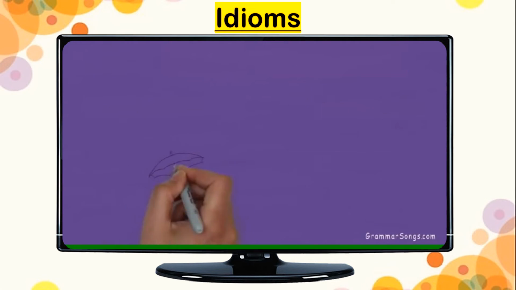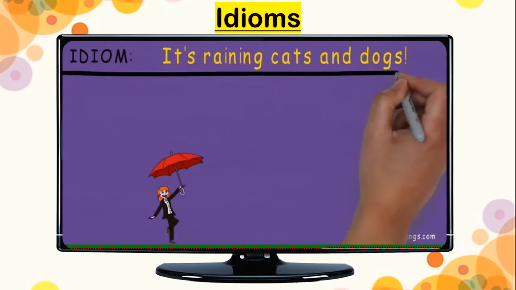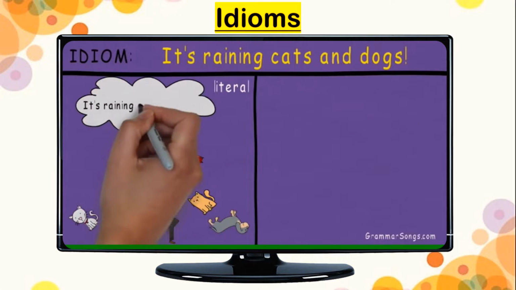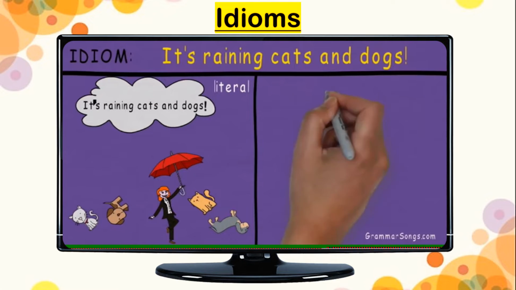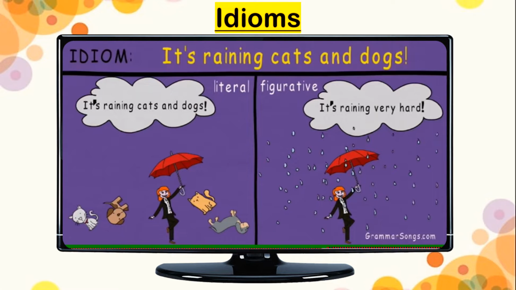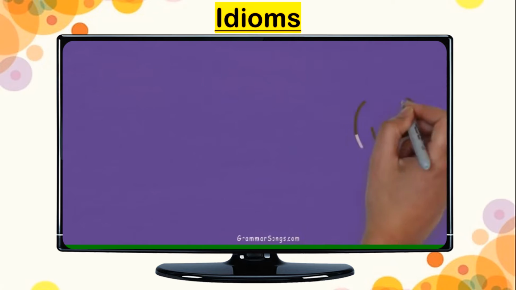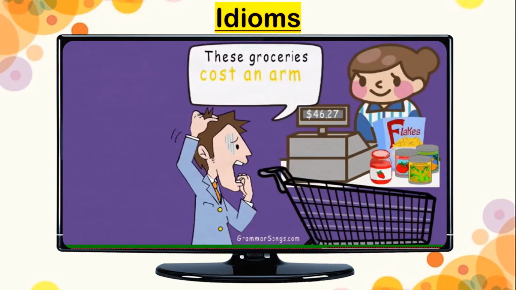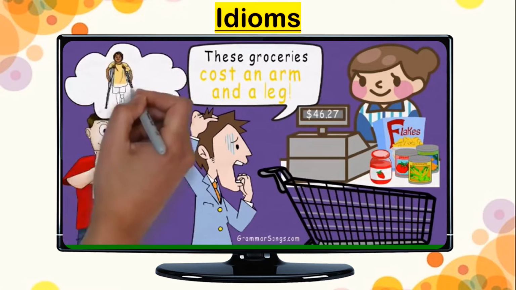You may have heard someone use the idiom, "It's raining cats and dogs." In a literal or exact sense, this expression would look something like this: "It's raining cats and dogs." But the meaning of an idiom is figurative. The words and meaning don't exactly go together. "It's raining cats and dogs" really means it's raining very hard. People use idioms every day when speaking English without even realizing they are doing so. "These groceries cost an arm and a leg." This can be really tricky for people learning to speak English. An arm and a leg?